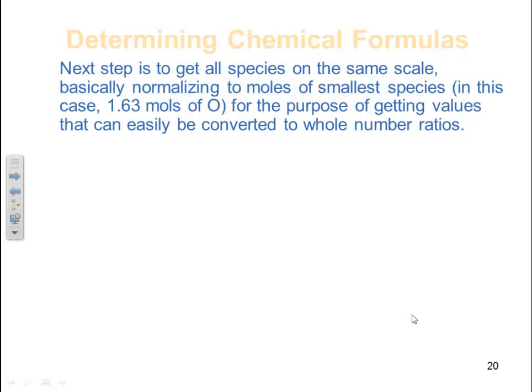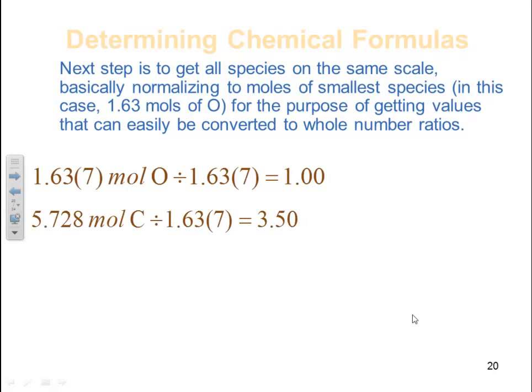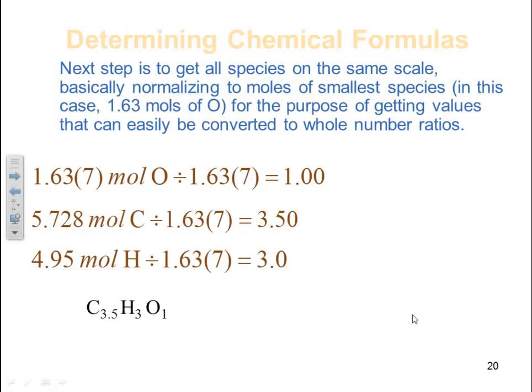In this case, 1.63 moles of oxygen, for the purpose of getting values that can easily be converted to whole number ratios. So I have 1.63 moles of oxygen, divide that by 1.63 itself, the same number, and I get 1. So one species is going to be 1. Then we take the carbon, the 5.72, and divide that by 1.63, and we get 3.50. Then I get 4.95 moles of hydrogen, divide that by the smallest number, 1.63, gives me 3.0. So in essence, we know the ratio of moles now is 3.5 carbon to 3 hydrogens to 1 oxygen.